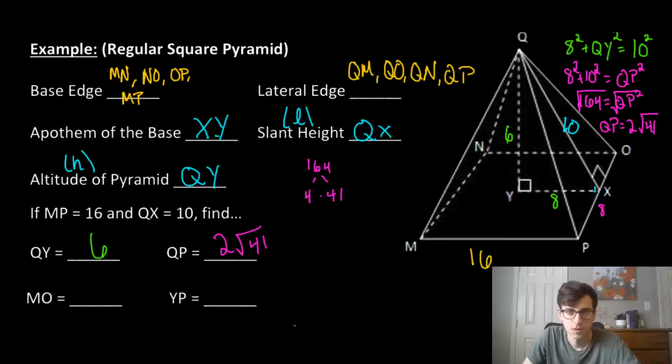Yeah, great. And okay, MO. MO now is, let's use a color like this. So MO is this diagonal right here. It's that diagonal through the square base. And remember, this is a square. So the diagonal of a square makes a 45, 45, 90 triangle.